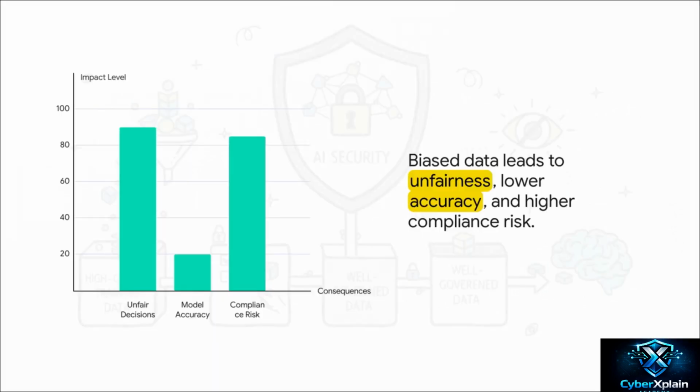And you can see the domino effect right here. You start with biased data, and that leads straight to unfair decisions. And what does that do? Well, it kills your model's accuracy out in the wild. And at the same time, it sends your compliance and ethical risks through the roof. It's just a total lose-lose-lose situation.